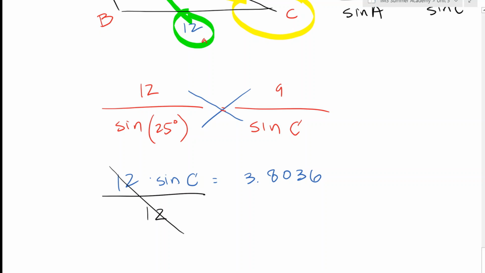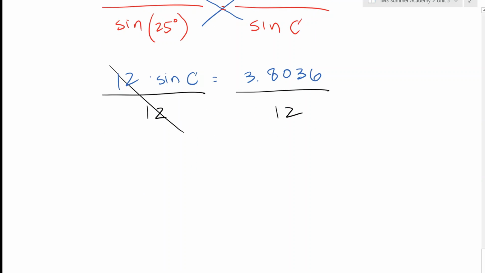Divide by 12 on both sides. We get the sine of big C is equal to 0.316. Oh, I guess that rounds up to a 7, so 0.3170. Okay.